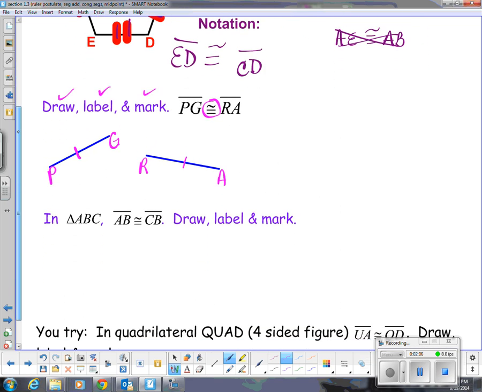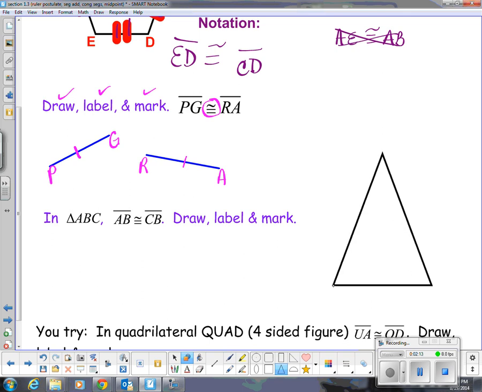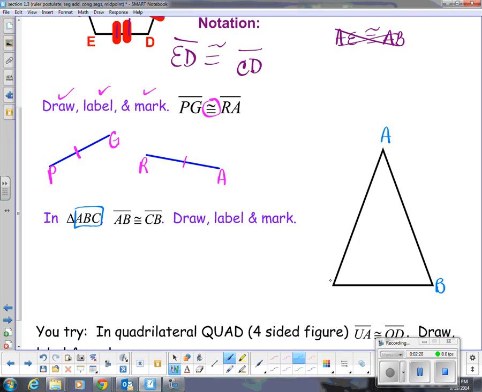So I'm going to draw, label, mark, triangle ABC. The first thing I'm going to do is draw a triangle. Now I'm going to label. How do I know how to label this triangle? Well, right there it's telling me what I need to do. One vertex is A, one is B, and one is C. All right, so now I've labeled. Now I need to mark. They're telling me that segment AB, which is here, is congruent to segment BC, which is there.